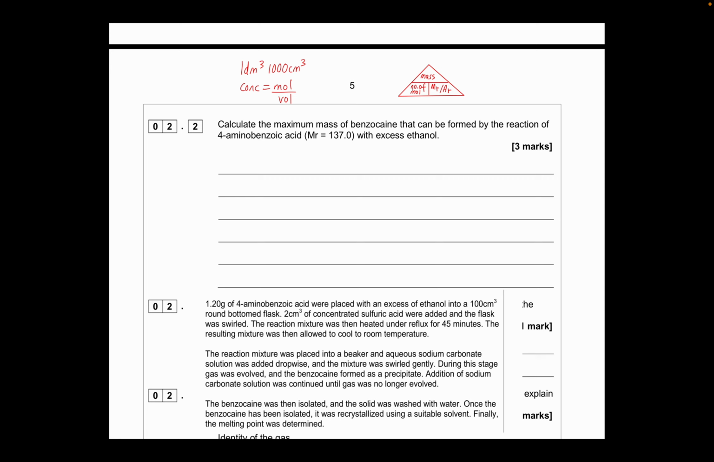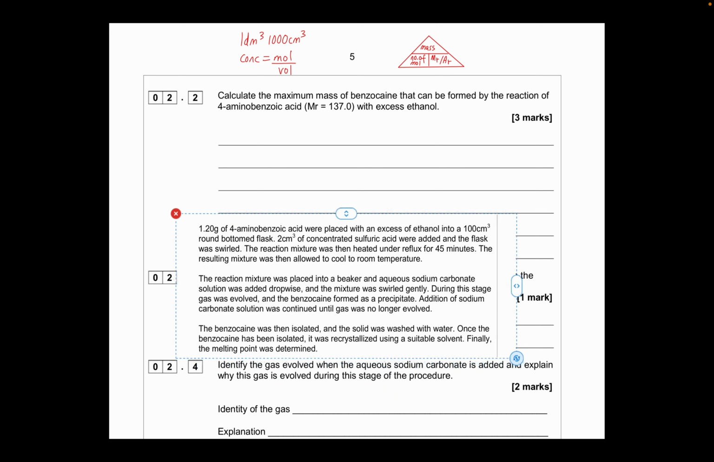So now what do we have to do first? We're going to calculate the number of moles of 4-aminobenzoic acid. The reason is that we are given the MR of this, and on top of that, we know the mass of 4-aminobenzoic acid. If you look at the paragraph, that's why I brought it here, it's 1.20 grams of 4-aminobenzoic acid. So it makes it much more logical to calculate the number of moles of 4-aminobenzoic acid, and from there, we can multiply it by the MR of benzocaine to calculate the mass.